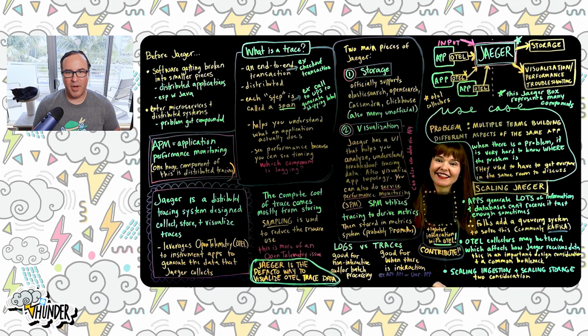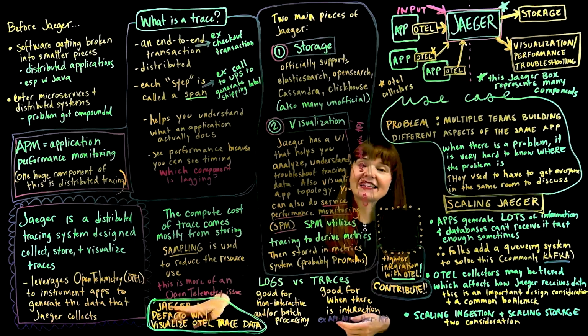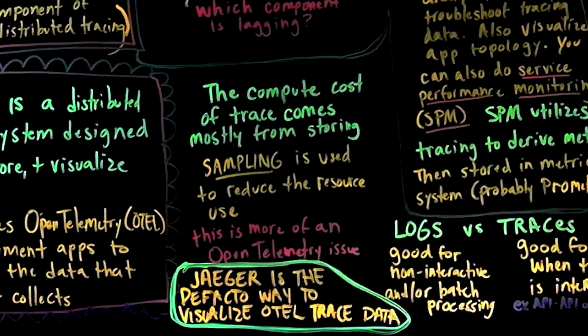And it can be used not only for troubleshooting, but to optimize the performance of the application. So what are the things that I need to speed up to make my application faster? Jaeger can answer those questions really easily. That's amazing. And so Jaeger is the de facto way to visualize OTel trace data, which is a big deal.